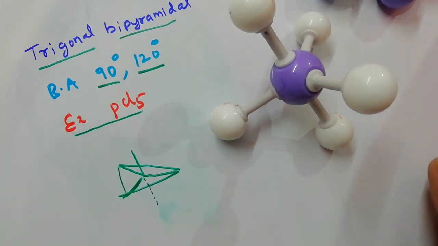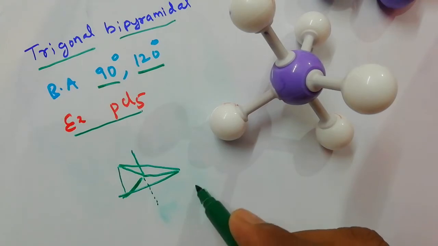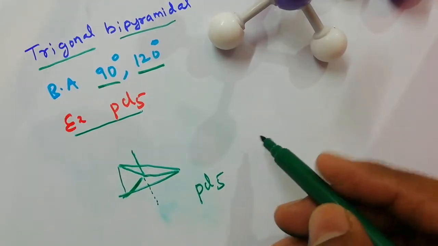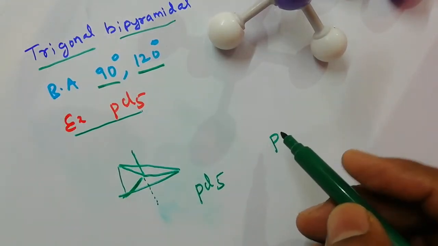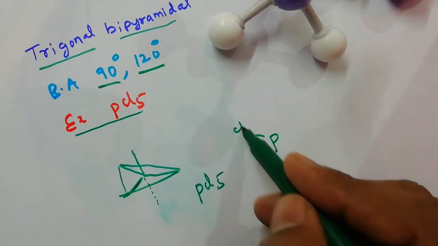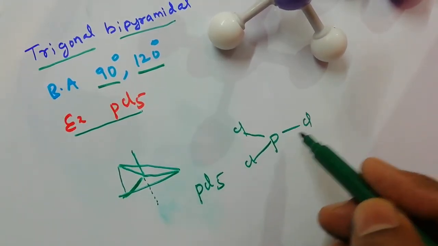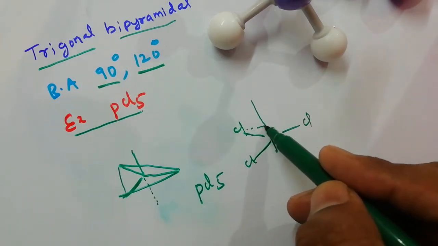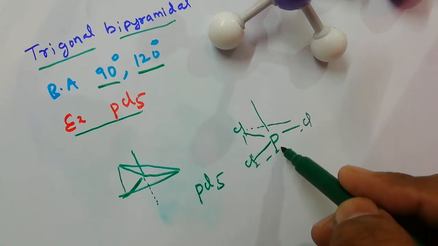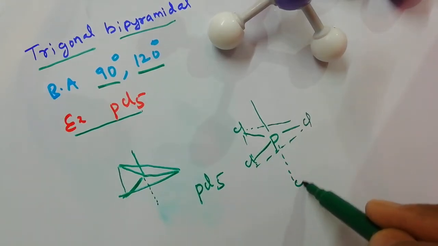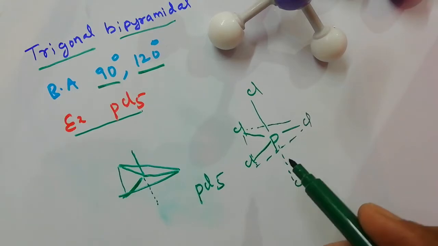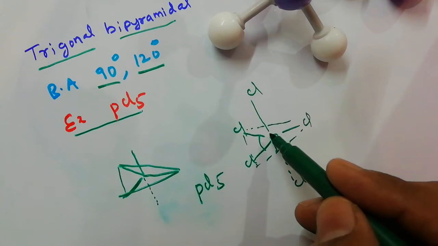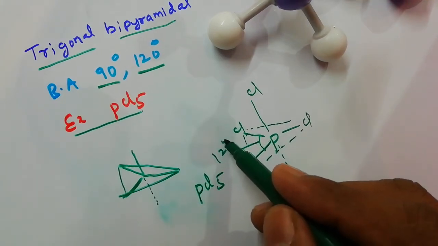For example, if you look at this PCl5 molecule, the central atom is phosphorus and it is connected with three chlorine atoms in this plane, and of the other two chlorine atoms, one is placed above the plane and another chlorine atom is below the plane. So this is the trigonal bipyramidal structure. In this, within the plane the bond angles are 120 degrees, just like a trigonal planar.